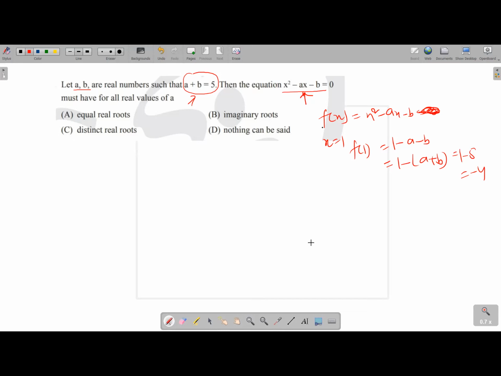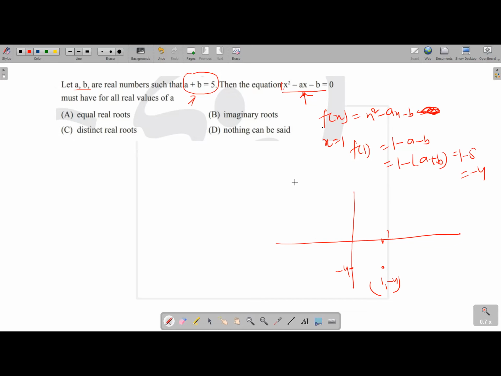And that I can directly see that if you put x equal to 1, you can have a plus b, right? Now we have at x equal to 1, y equal to minus 4. So somewhere here, definitely this graph will pass through this point. Now we also know one thing, that the leading coefficient of this graph is positive.